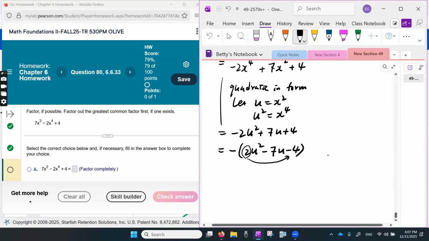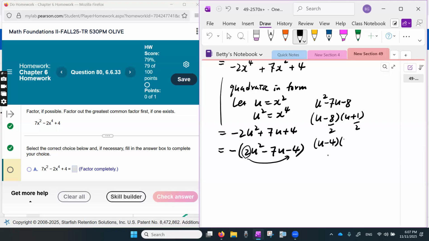We're going to do that here. We have u squared minus 7u minus 8, which gives u minus 8, u plus 1. Negative 8 and plus 1 multiply to -8 and add up to -7, divided by 2. So that's u minus 4 and 2u plus 1. So the trinomial in u inside the parentheses is factored as u minus 4 times 2u plus 1. And now we bring back x. U is x squared, so we have x squared minus 4 and 2x squared plus 1.